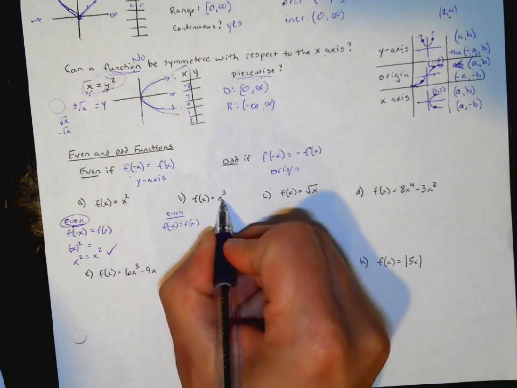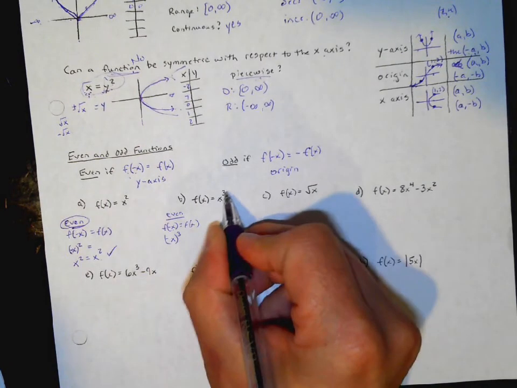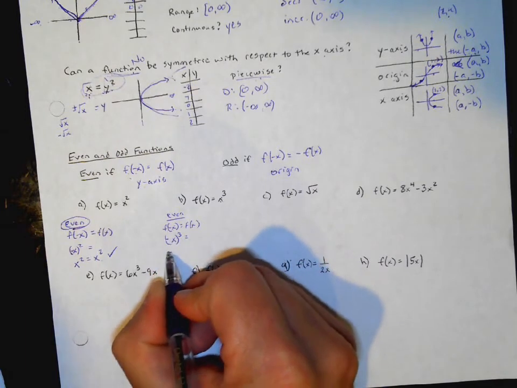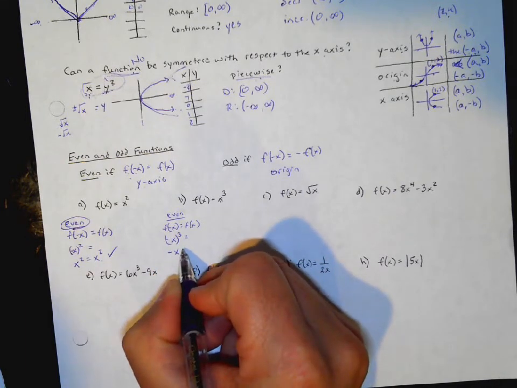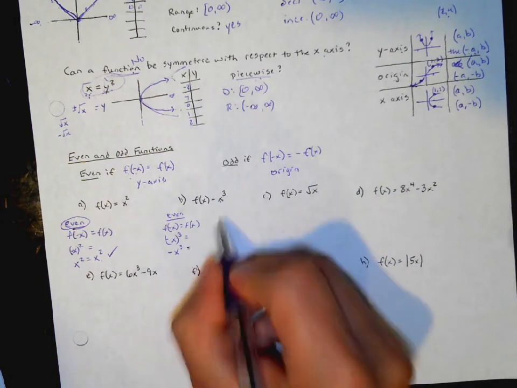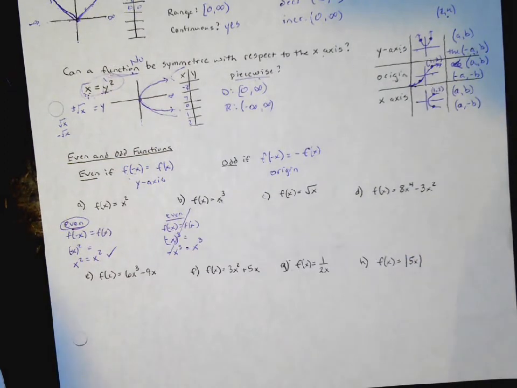So if I plug the negative in there, I have negative x to the third power. A negative to the third power is still negative. Negative times a negative times a negative is still negative. So I have negative x to the third. Is that equal to my original function of x to the third? No, it is not. So it's not even.